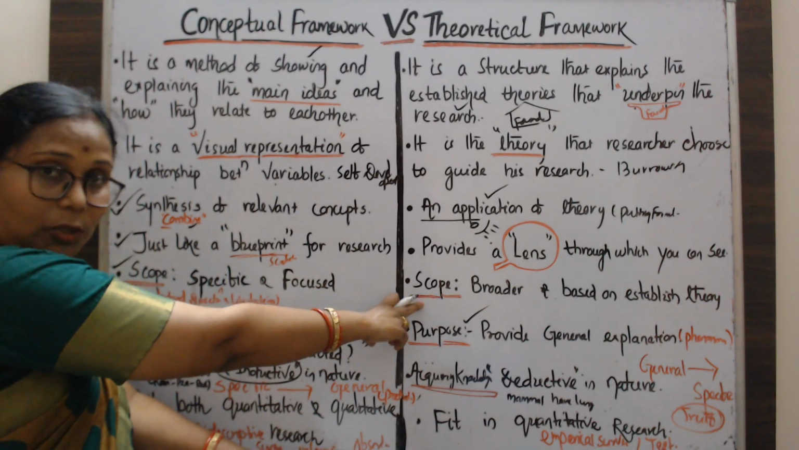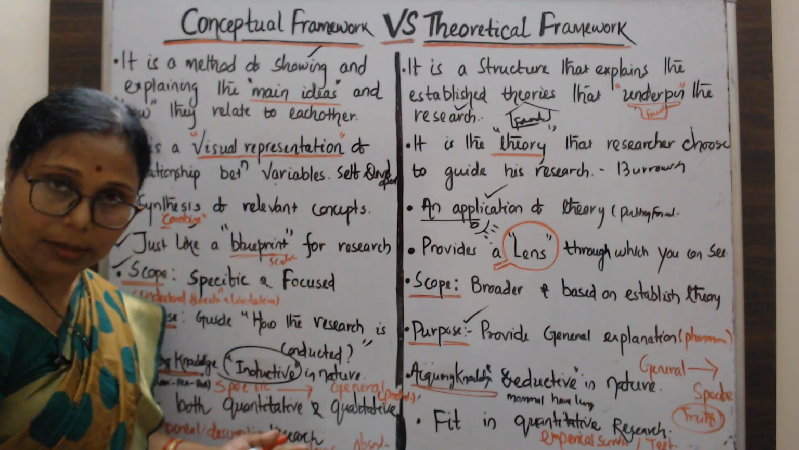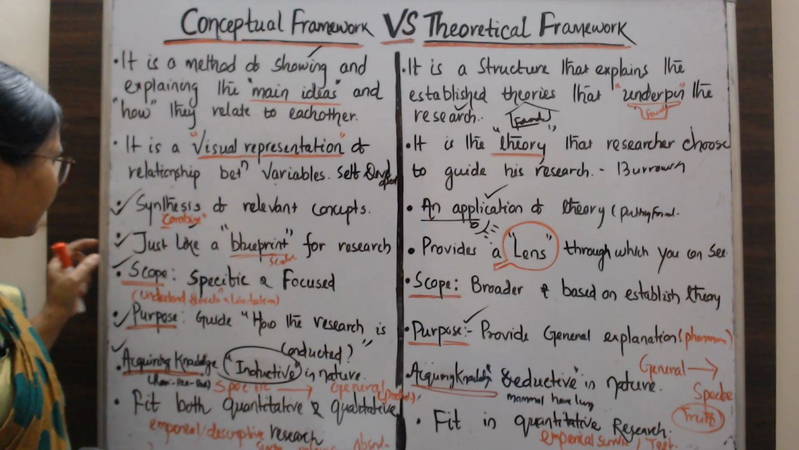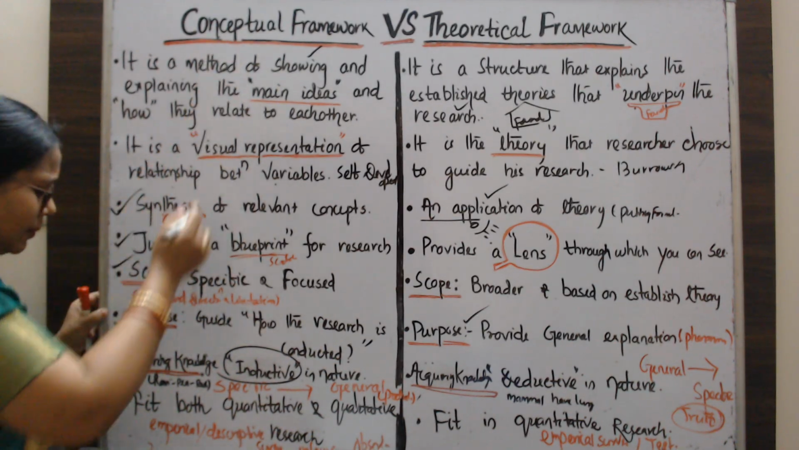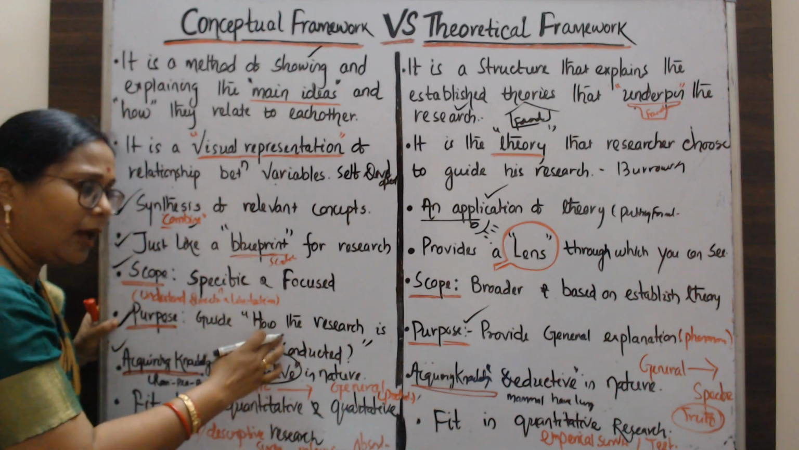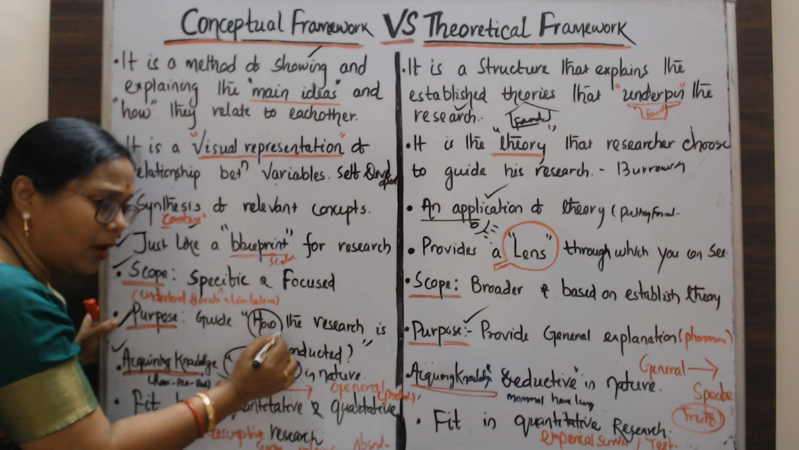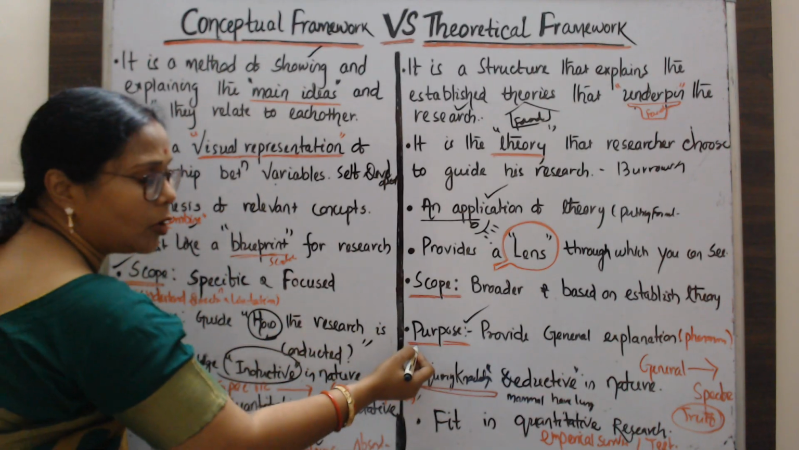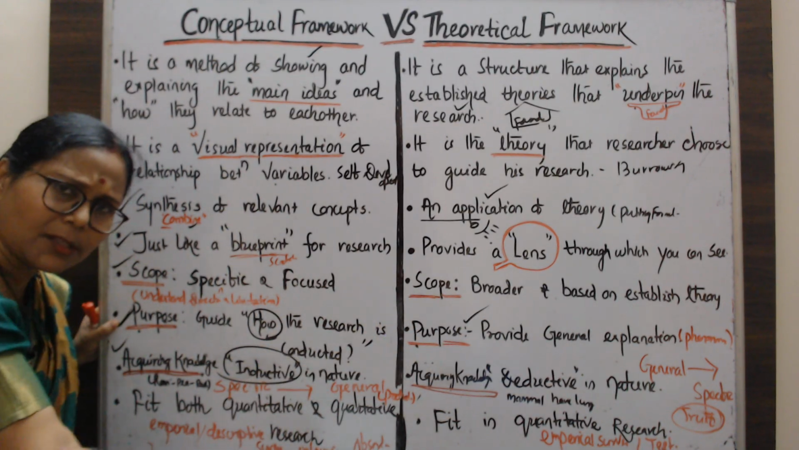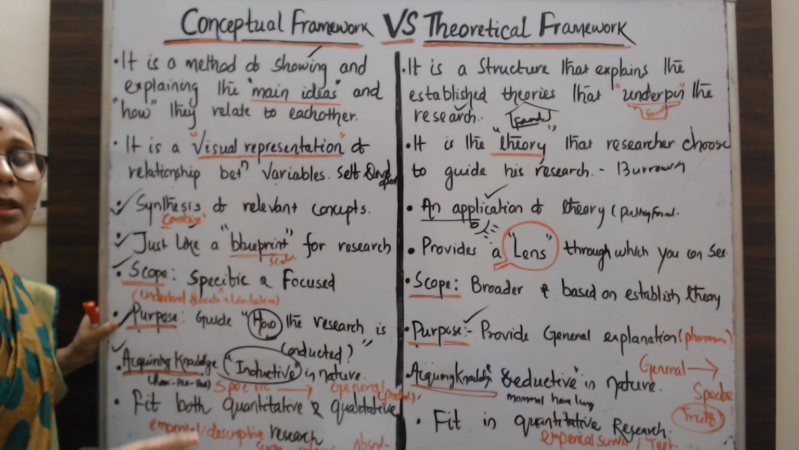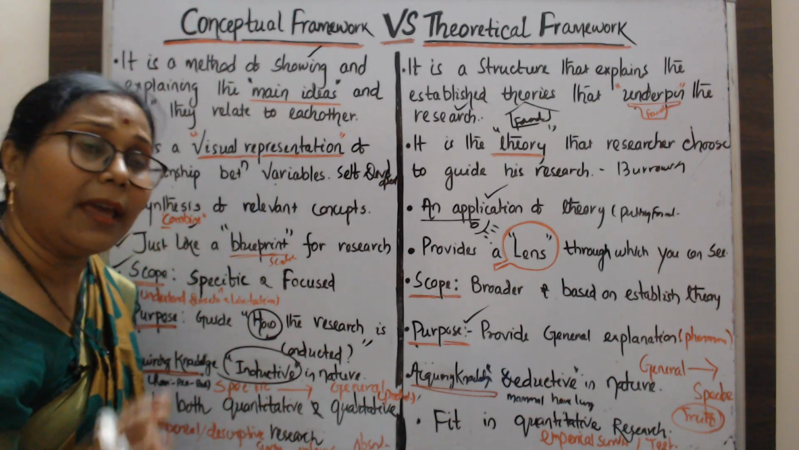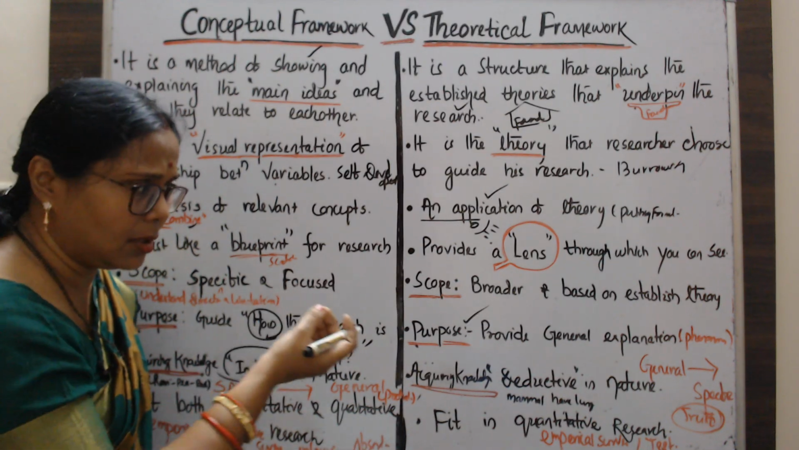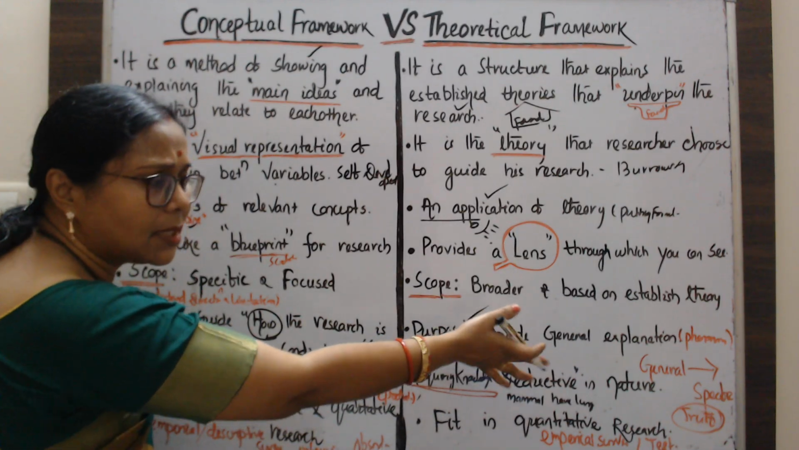But in the case of the theoretical framework, it will give you a broad scope. Based on the established theory, many more scopes are there. If you go to the purpose, in the conceptual framework it will guide how the research is conducted. That is the purpose in the conceptual framework. But in the theoretical framework, the purpose is to provide a general explanation, because the theory is already established. The phenomena are already explained by scholars or experts. So it provides a general explanation.